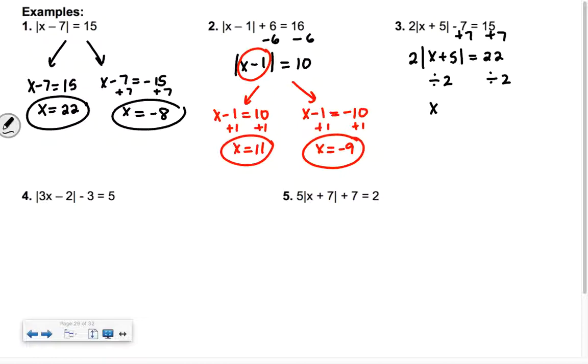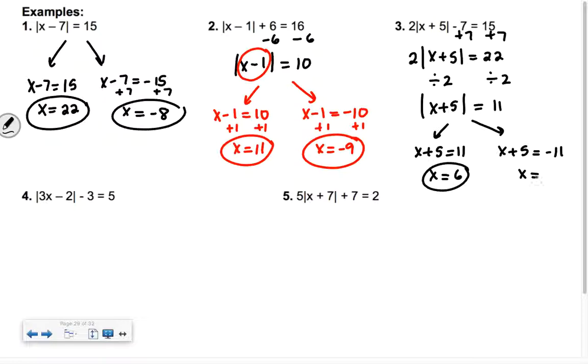So I get x plus 5, absolute value equals 11. Okay, this is now isolated. That was our first step, right? Done. Now we break it into the two pieces. So we say that x plus 5 could equal 11, or the x plus 5 could equal negative 11, right? So we end up with two answers. We get x equals 6, and we get x equals, when I subtract 5, negative 16. Done.